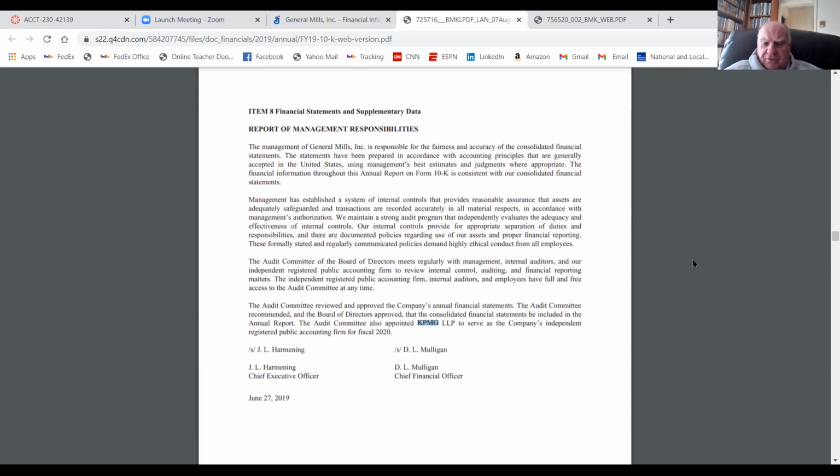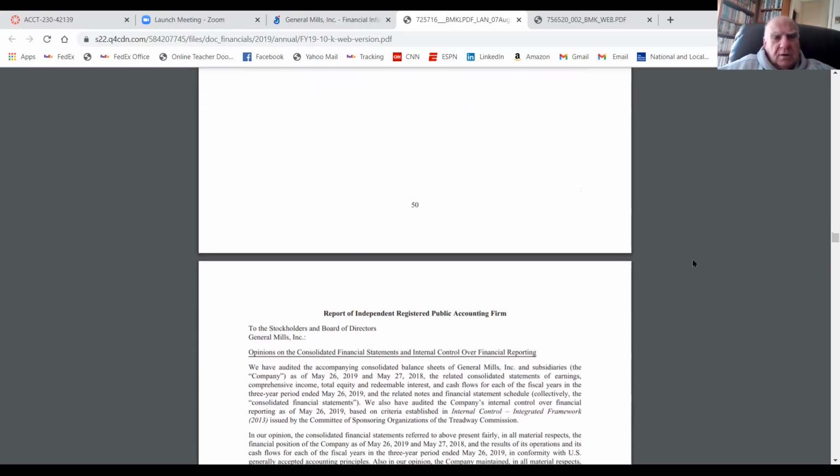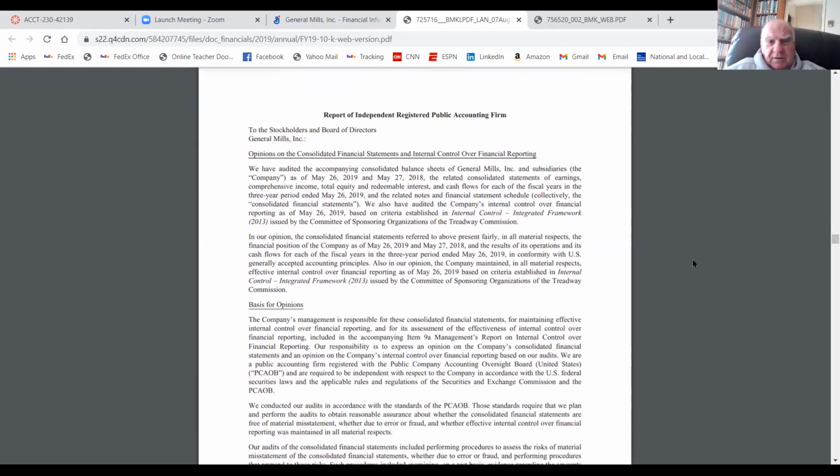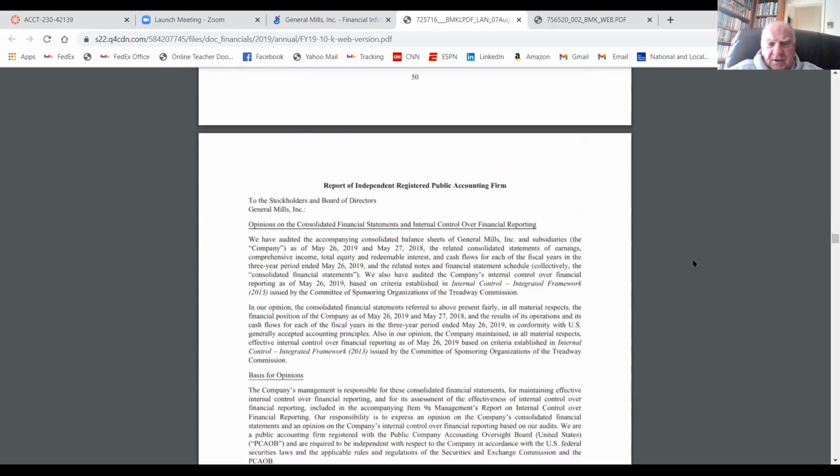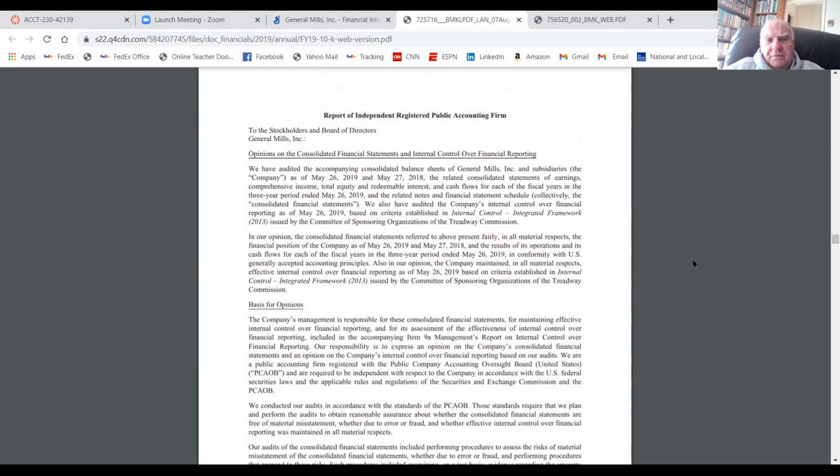So what are we interested in terms of the FSA? Well, you got the letter here from the president, and this is kind of interesting. This is the report from the auditors, and the auditors are saying that we have audited the accompanying statements, all the statements in the 3 year, and we have also audited this. In our opinion, the consolidated financial statements referred to above present fairly in all respects the financial position of the company at the end of these years and the results of its operations and cash flow.